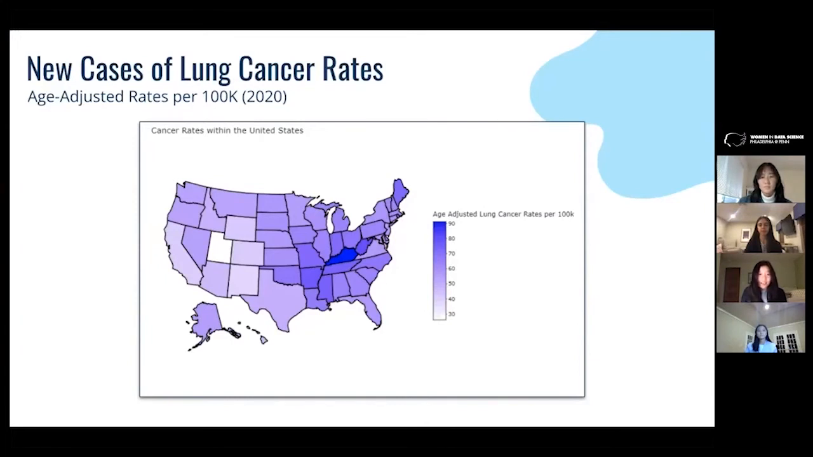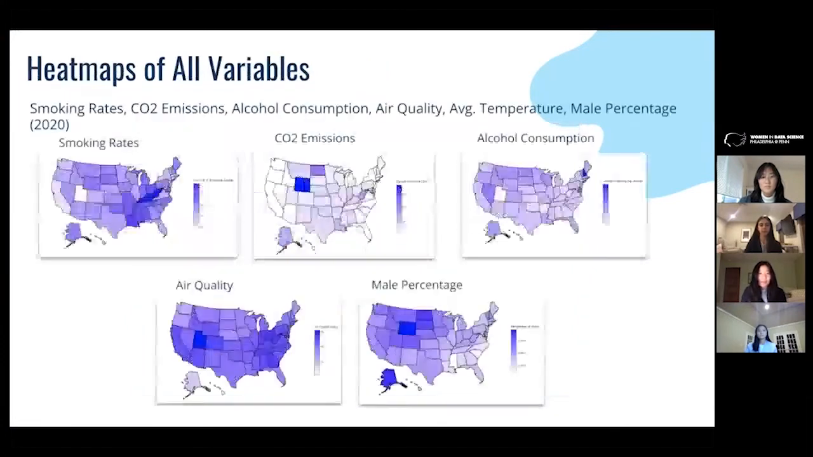This heat map illustrates the age-adjusted lung cancer rates for each U.S. state, which means that age is no longer a variable in exploring lung cancer rates. The darker the blue, the higher rate of lung cancer there is in that state. From this heat map, it is evident that U.S. regions in the North and Mid-South have higher rates of lung cancer compared to the western part of the United States.